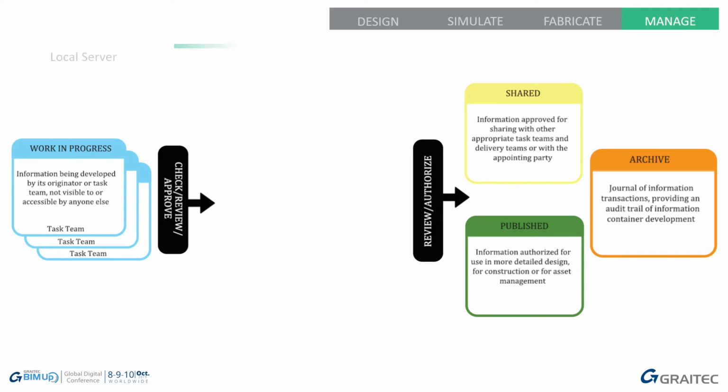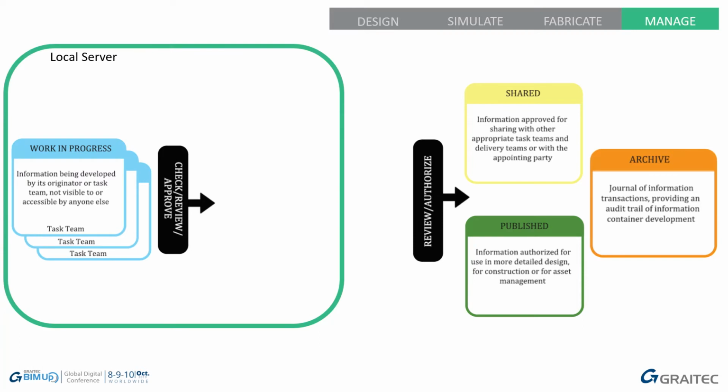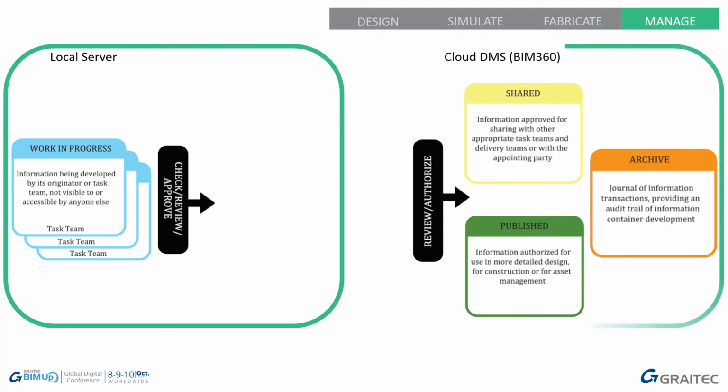I'm going to move this around a little bit more to show you how we split those as well. So we have our local server. That is where our work in progress is carried out. We then have a cloud-based DMS, document management system, in this case, BIM360. So our work in progress is on this side, but our shared folder, published documents, and archiving, project end archiving is in the cloud-based DMS.